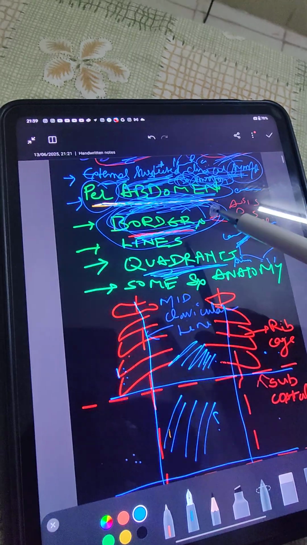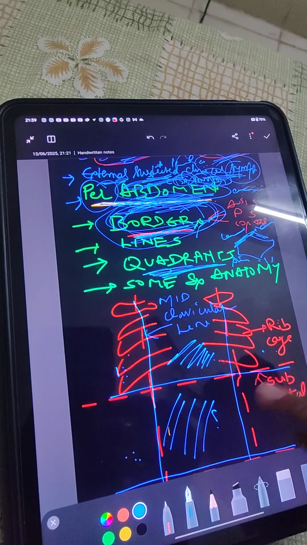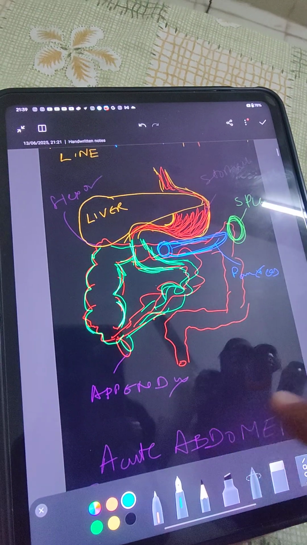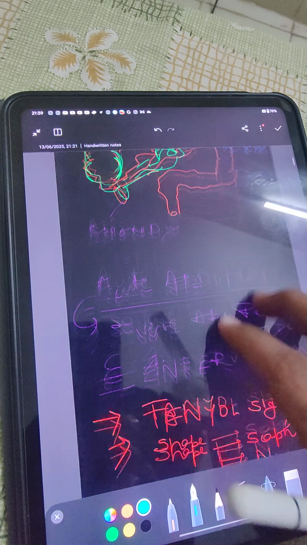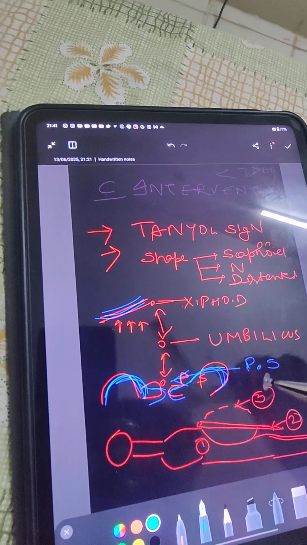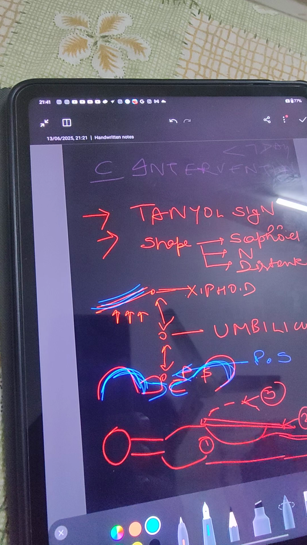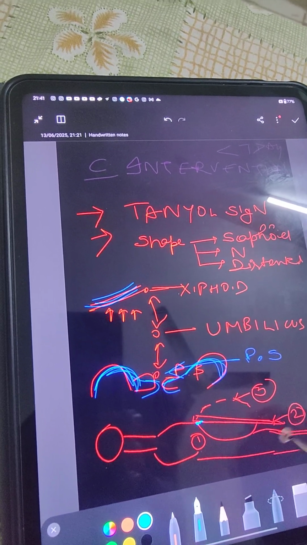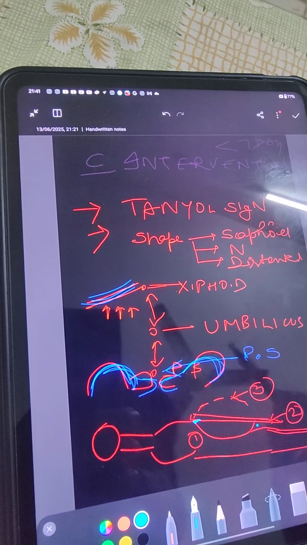Everyone knows about the borders, and after that the quadrants. These are some surgical anatomy only. Next, during inspection, the patient will be in the supine position, and this point is the xiphoid process. This one is the pubic symphysis.